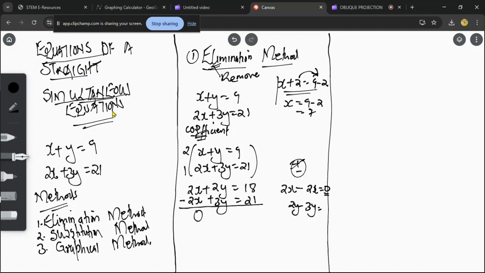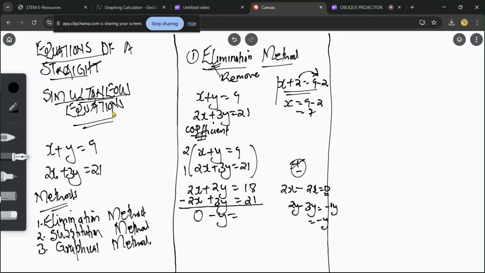This one is 2 minus 3. What is 2 minus 3? It's like having a debt of 3 while I have 2 to pay, so it will remain negative. 2 minus 3 will give me minus 1y, which is the same as just minus y. So the answer here is minus y equals 18 minus 21.